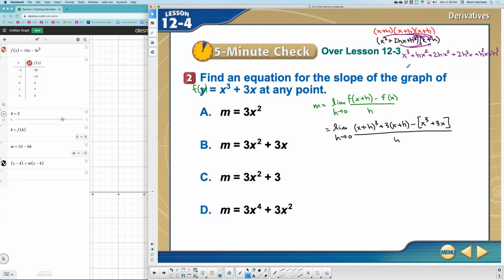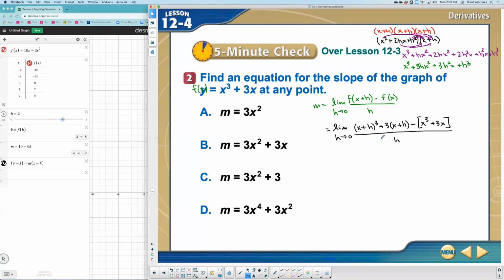And so when I simplify that, I would have x cubed plus, I'm sorry, not 1, 3hx squared, and then I have 3h squared x, right there and there, and then 1 h cubed.